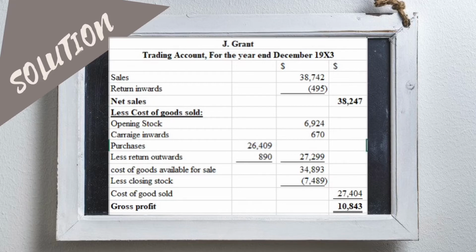Return outwards is the flip side of it. But it's J. Grant that made the purchase. He's the one that returned the item, and so the dollar value in the purchase is no longer there. So we have to reduce the purchases by the return outwards. Carriage inwards is a part of cost of goods sold, and so it's added in that section. So that's it for the solution, guys.